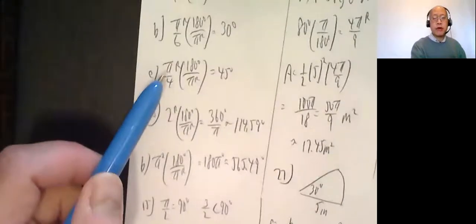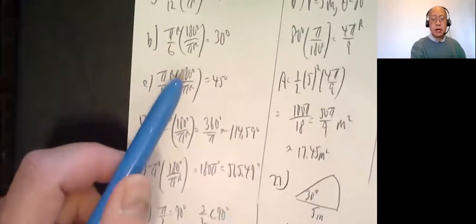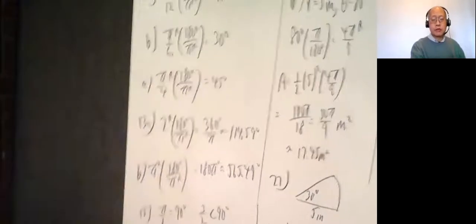And C, pi over 4 radians, again, multiplied by 180 over pi, so the radians cancel out. Pi cancels out. 180 divided by 4 is 45 degrees.